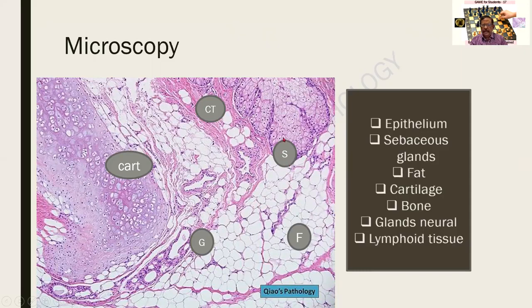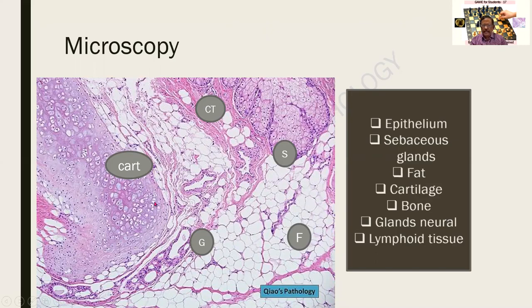Then S stands for sebaceous glands. I am finding large cells which are having a clear cytoplasm, central nucleus. These sebaceous glands are part of the skin. Fatty tissue, adipocytes are seen in sheets. And there are also some glandular elements I am finding which are lined by epithelium.